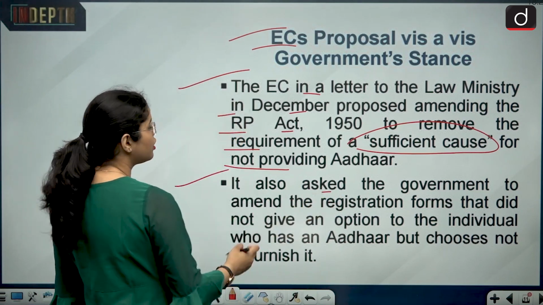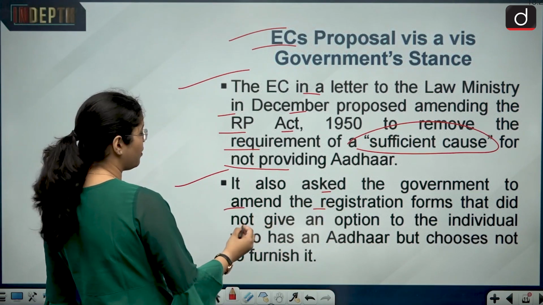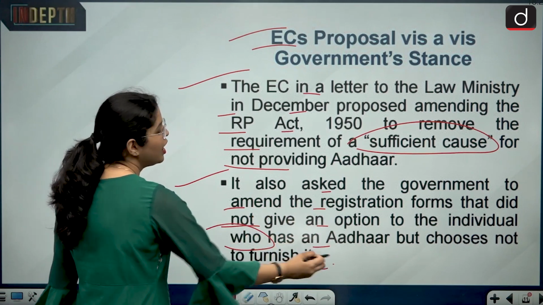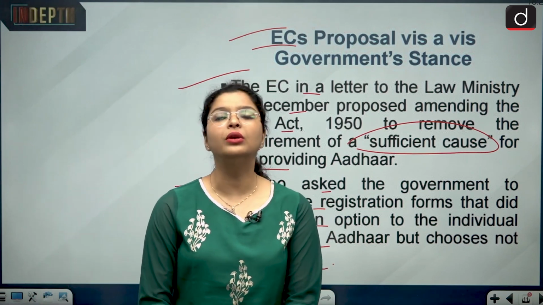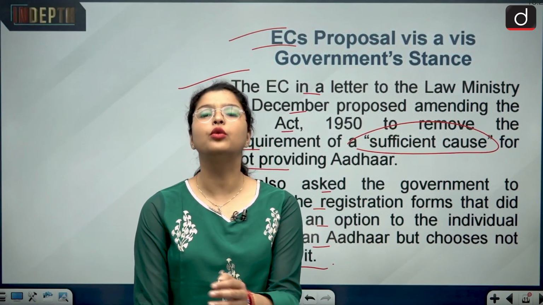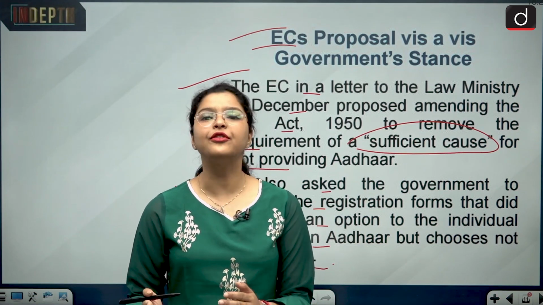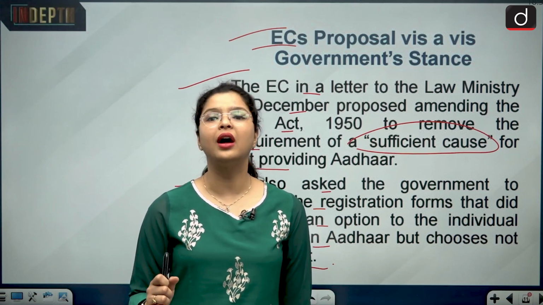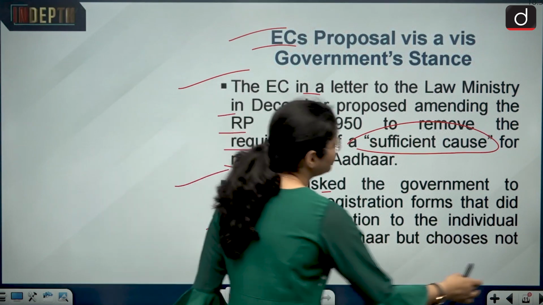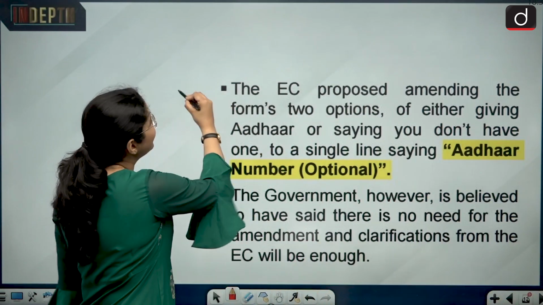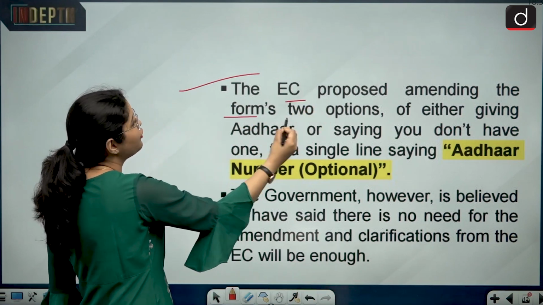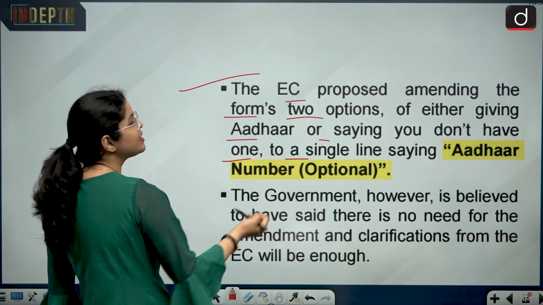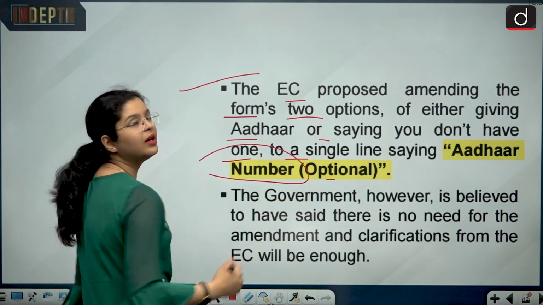It also asked the government to amend the registration forms that did not give an option to the individual who has an Aadhaar but chooses not to furnish it. So not only the RP Act 1950 requires an amendment, the forms in itself require an amendment to provide you with that option of making the disclosure of Aadhaar card as optional. Moving forward, the Election Commission has also proposed amending the forms, from two options of either giving Aadhaar or saying you don't have one, to a single line saying Aadhaar number optional.